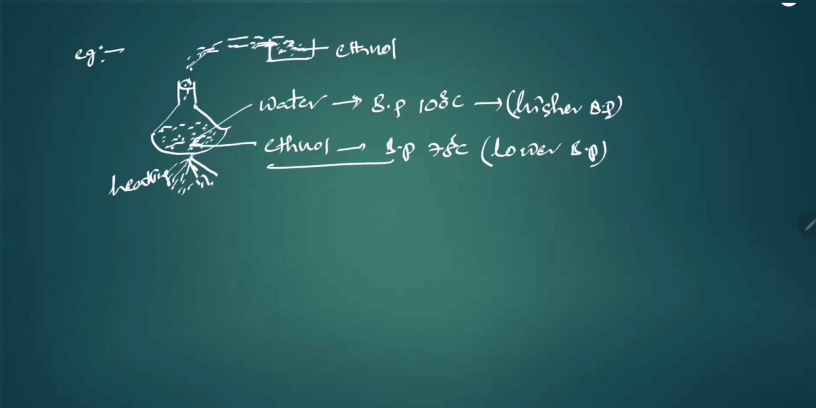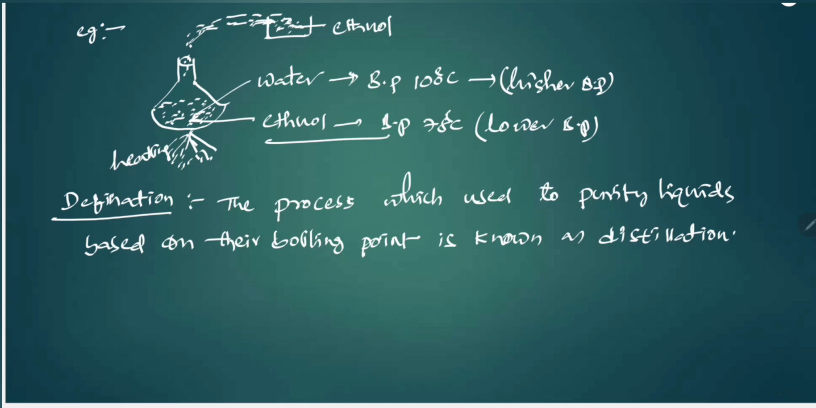Now look at the definition. What is the definition of distillation? The process which is used to purify liquids based on their boiling points is known as the distillation process.